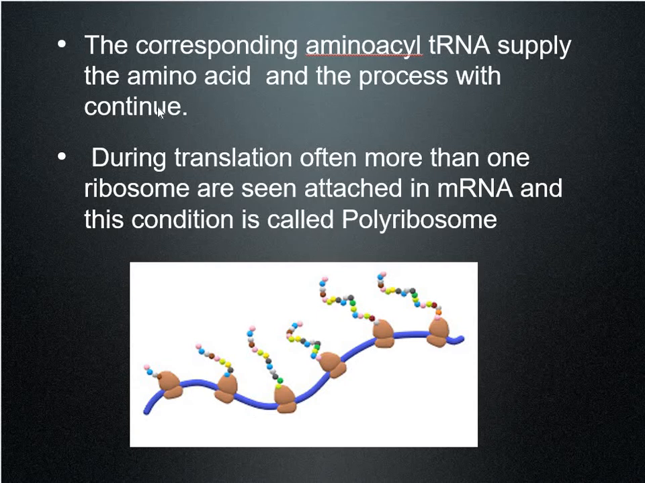As the ribosome moves on the messenger RNA and reads the codon, it recognizes the codons, the corresponding aminoacyl tRNA supplies the amino acid, and the peptide bond formation will continue. And this was the first ribosome.